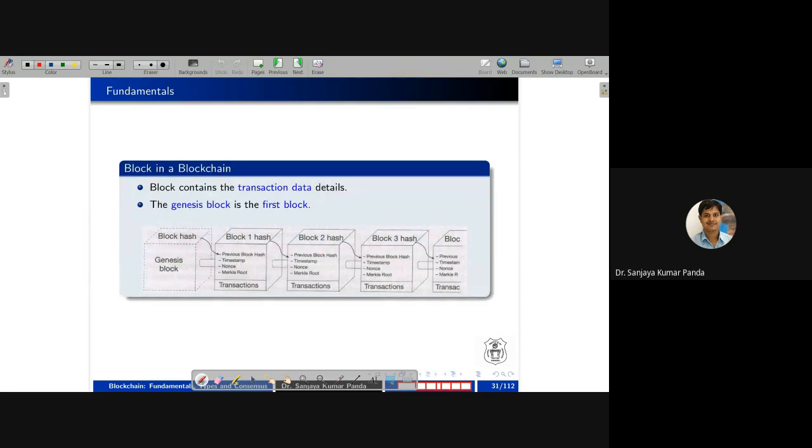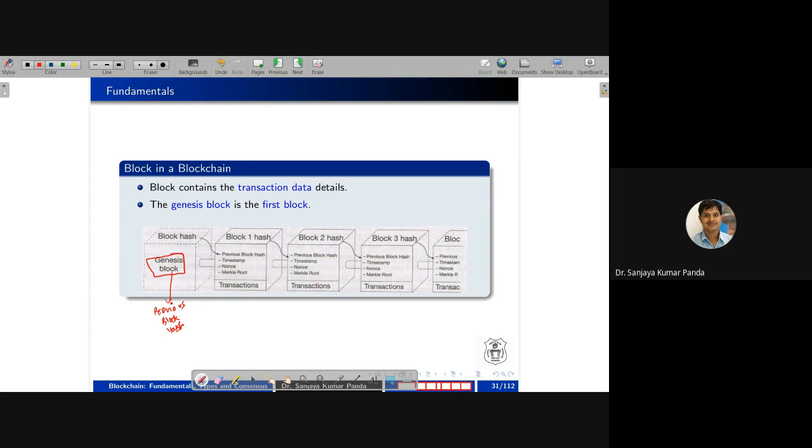Now, as we have seen, there is only one block in that demo. The first block is called the genesis block. How is the first block different from other blocks? Because in the first block, you don't have the previous block hash. Other blocks have the previous block hash, but the first block has no predecessor, just like the root of a tree. So we consider that the genesis block, without any previous block hash, right?